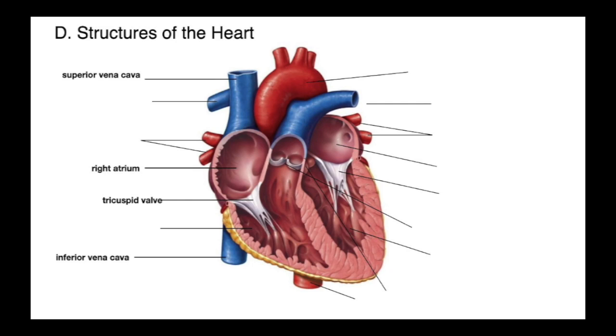And then it goes through a tricuspid valve and ends up in the right ventricle. So if I was to draw this again, blood comes in here, blood comes in here, kind of in behind, comes there, goes down through this valve, which is the tricuspid valve, into this, which is the right ventricle.